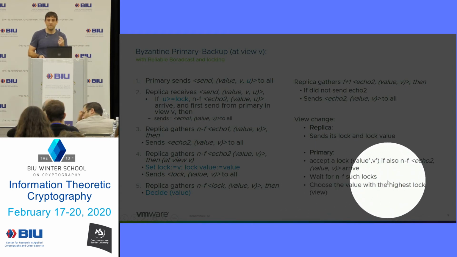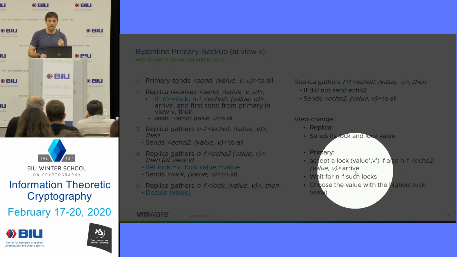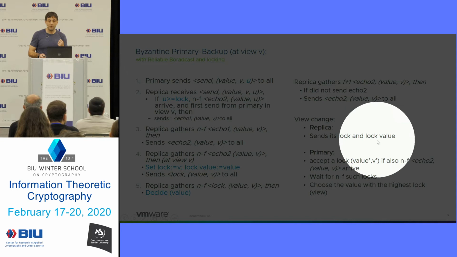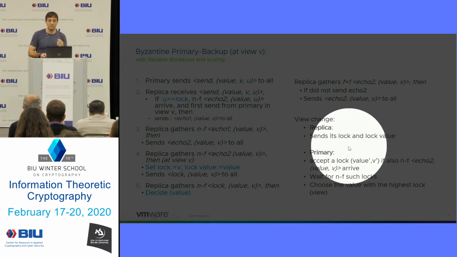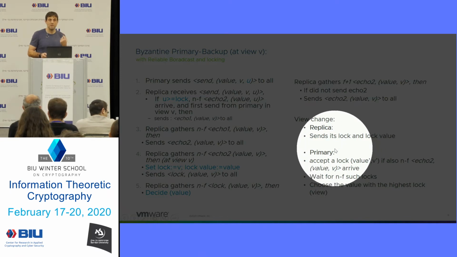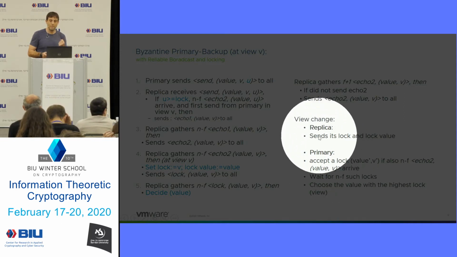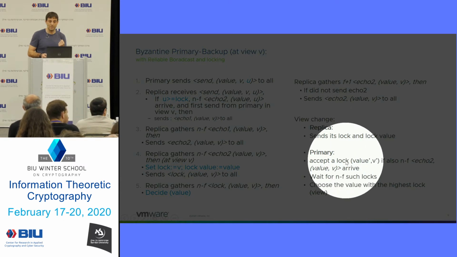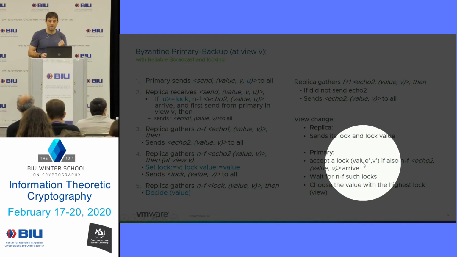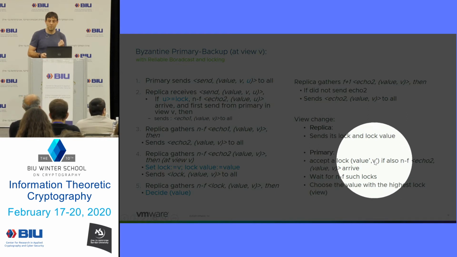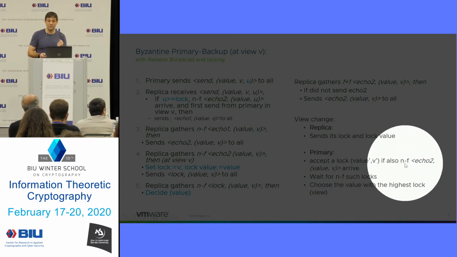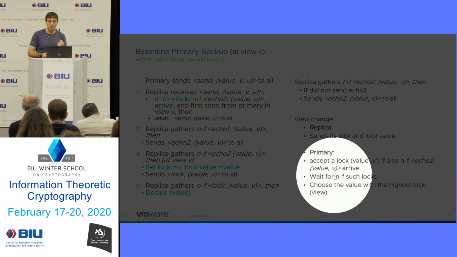And the risk here in the Byzantine setting is that some replica gives a lock and a lock value that didn't really exist, in the sense that this lock is some message that an old primary sent, but maybe no primary really sent this. So the way the primary verifies that what the replica sent is indeed something that happened is when it receives a lock for some value v prime in some view v prime, it also checks that it received n minus f echo 2s, this is a typo here, for v prime and value prime.